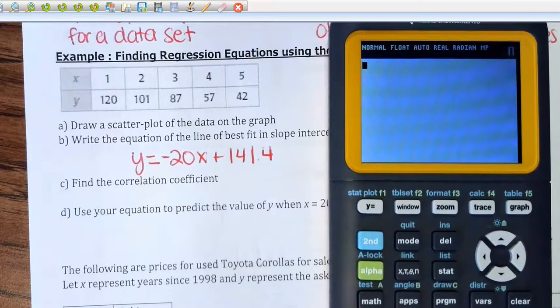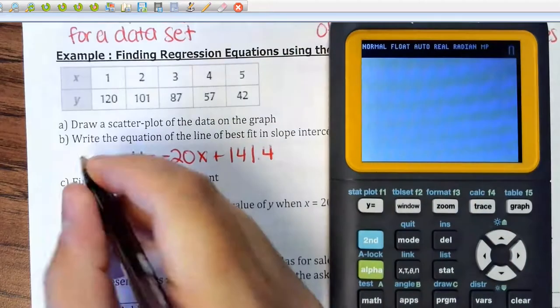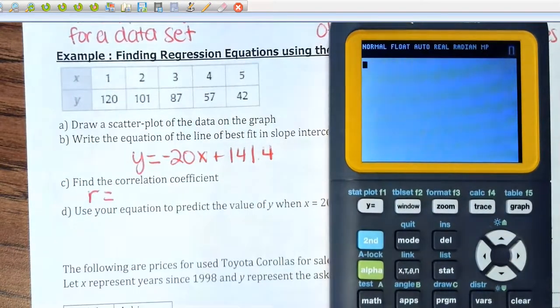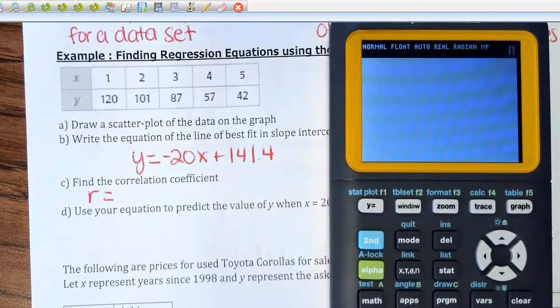Okay, now some of you may have seen this and some of you may not have seen the correlation coefficient actually on the screen when you did your regression. We used the letter R to represent that. I didn't see it on mine, and most calculators don't have it set up this way to start. So I'm just going to show you real quick how to be able to see the correlation coefficient.